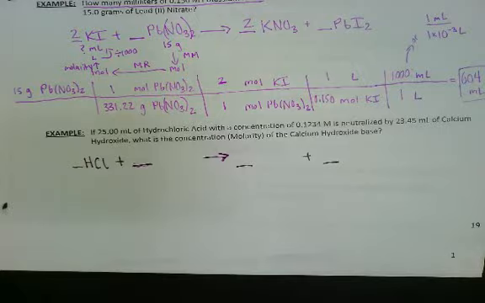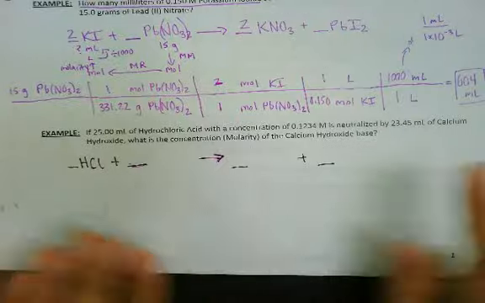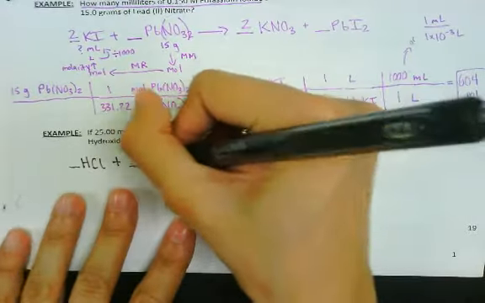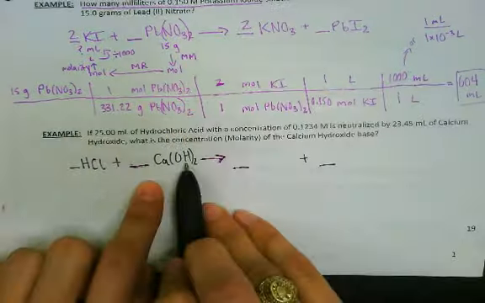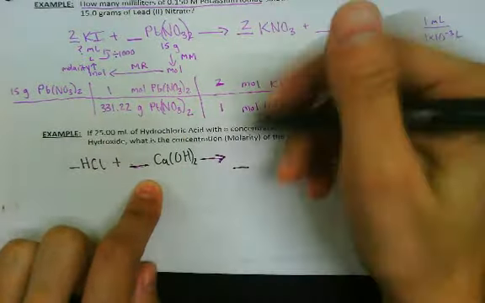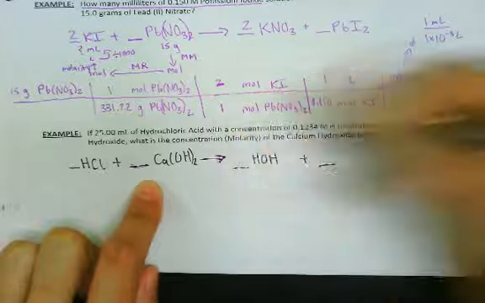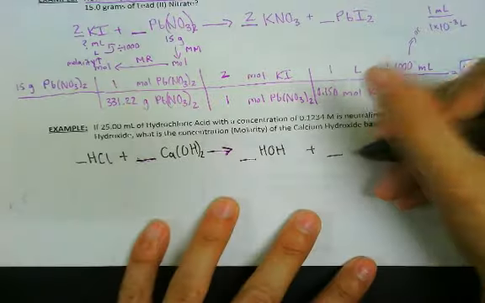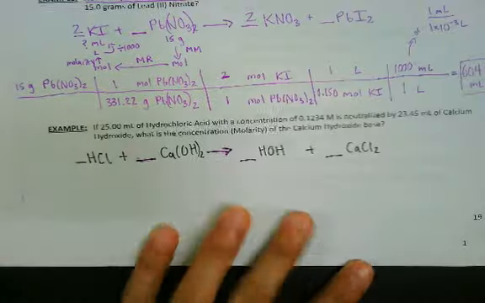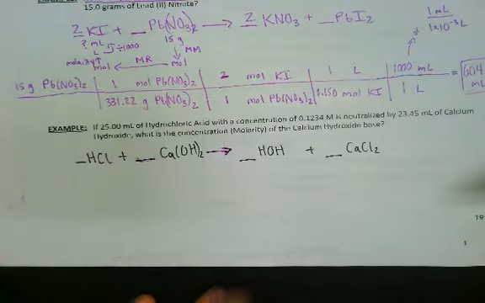Okay, let's go ahead and talk about this. We have HCl, hydrochloric acid, and then we have calcium hydroxide. I'm going to just write out the skeleton equation here for the sake of time. Calcium hydroxide, and then we make water, which I like to write as HOH in double replacement reactions to help me balance. And you have calcium chloride here, okay?